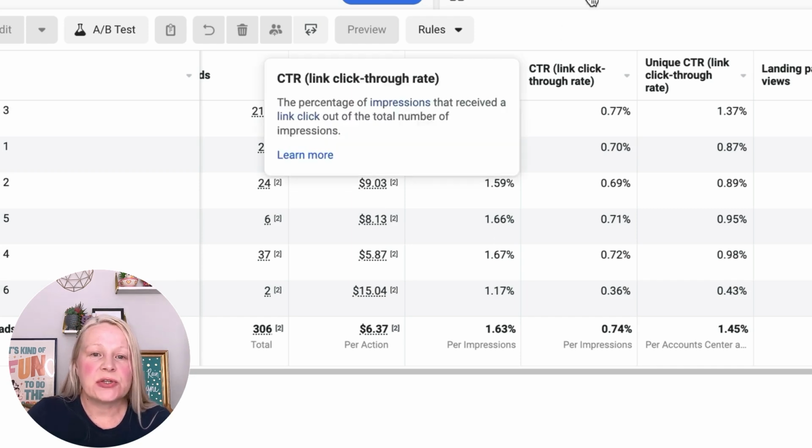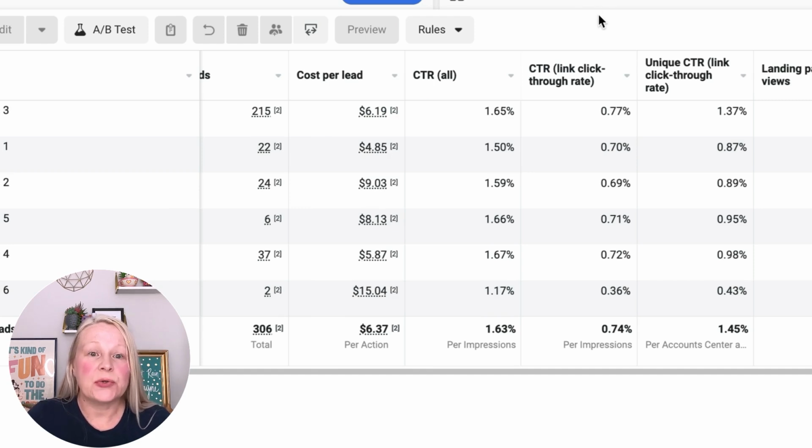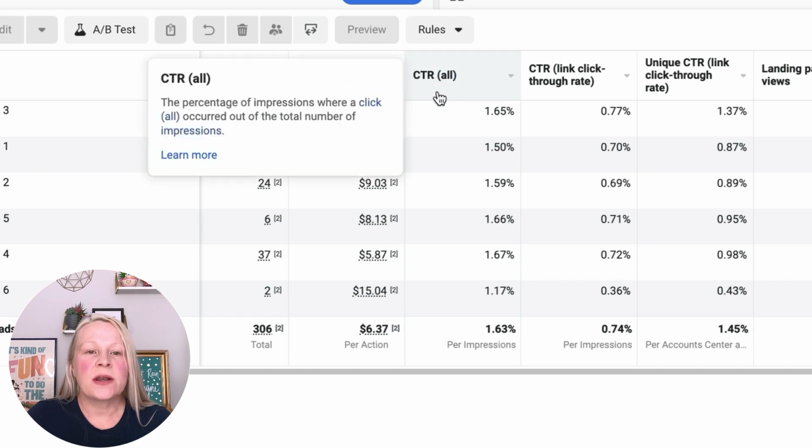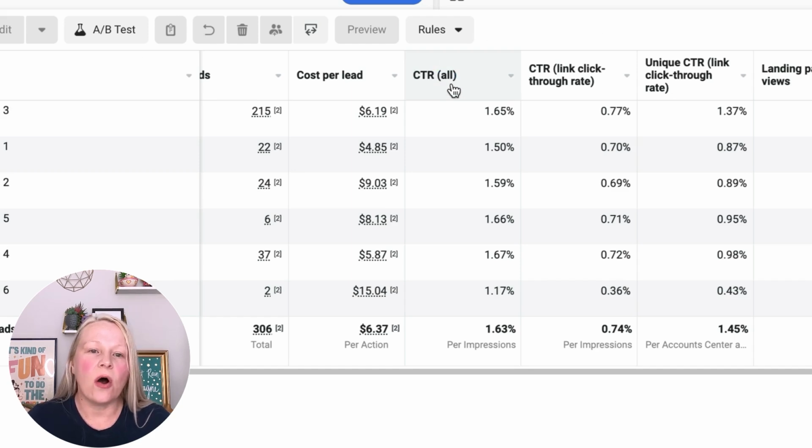So I'm going to show you these two simple metrics that we look at to determine this. Now, the first one is CTR all. CTR stands for click-through rate, and the click-through rate is just the percentage of people who see your ad that actually click on that ad. Now, with the CTR all, our metric is going to be 3% or above. Now, if we look at these ads, we can see that none of them are anywhere close to 3. So what does that mean for us?